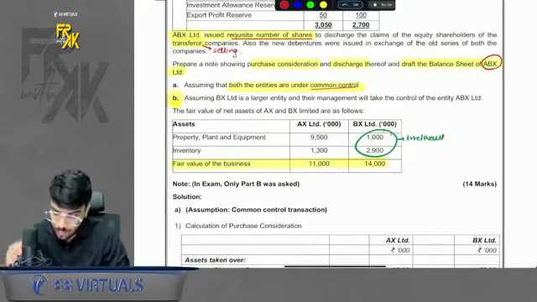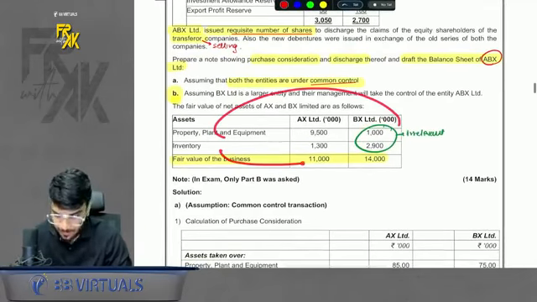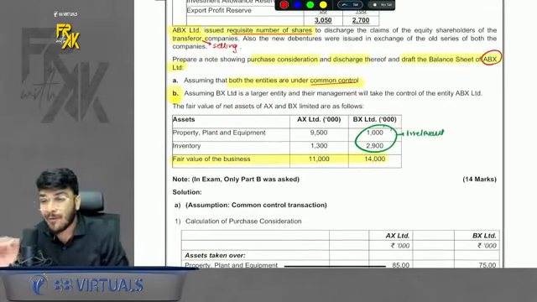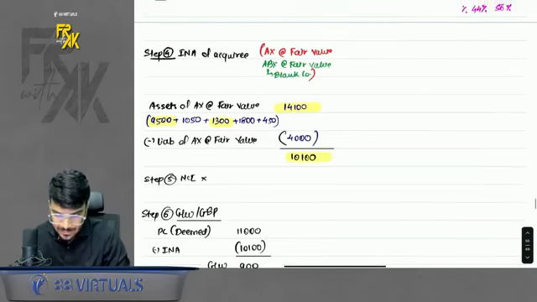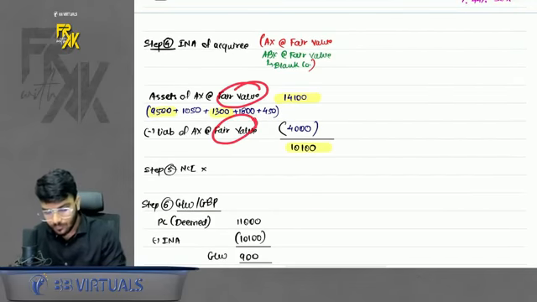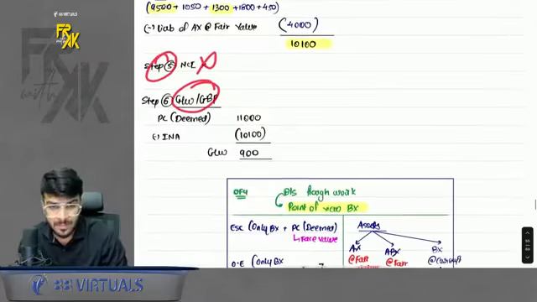To confuse you, they have given the fair value of BX also. Fair value of assets of BX also. BX is the acquirer. Acquirer's own assets and liabilities will stay at carrying amount only. It will not be recorded at fair value. Do remember that. So assets and liabilities will come at fair value of the acquiree. Step 5, NCI not applicable. Step 6, goodwill or capital reserve, you will get it.